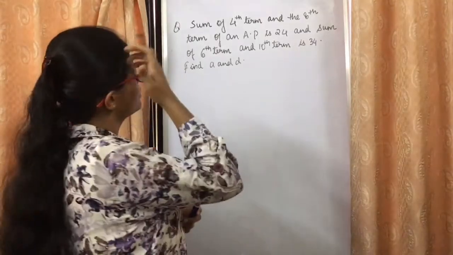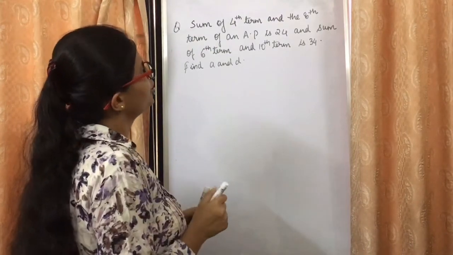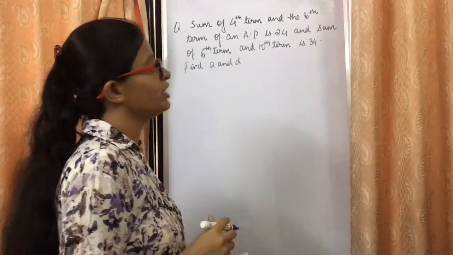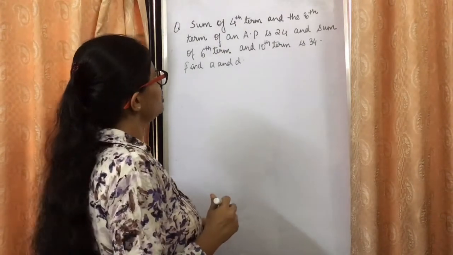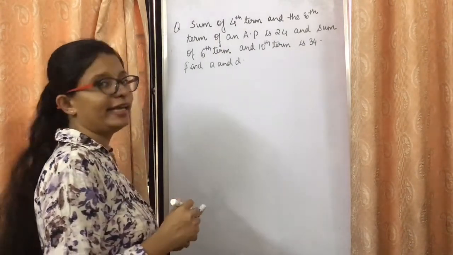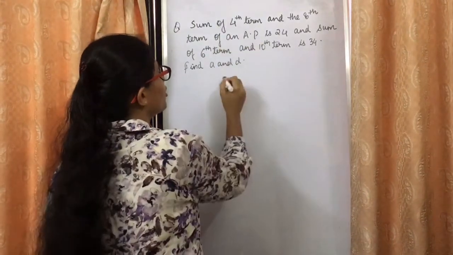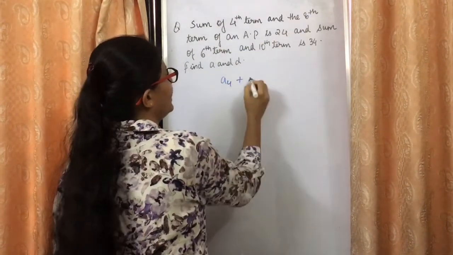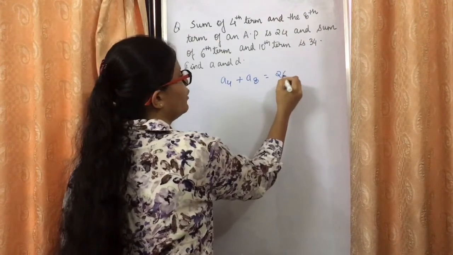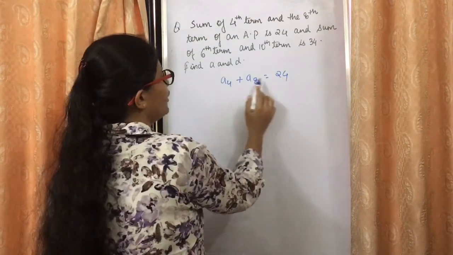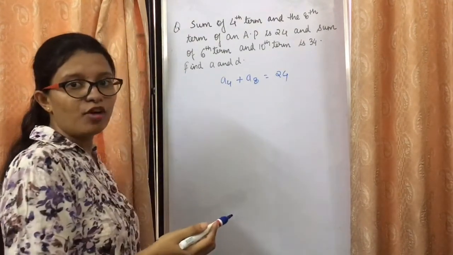Now the sum given is: sum of 4th term and the 8th term of an AP is 24 and sum of 6th term and 10th term is 34. Find A and D. Let's formulate the question first. Sum of 4th term and 8th term is how much? 24. Sum of 8th term and 4th term again we can write in the form of A and D.